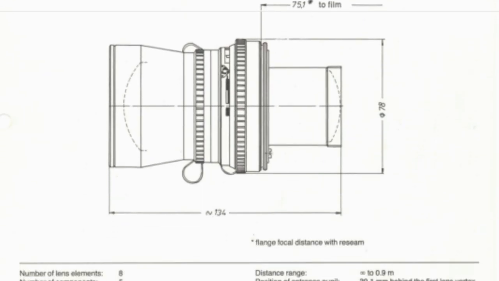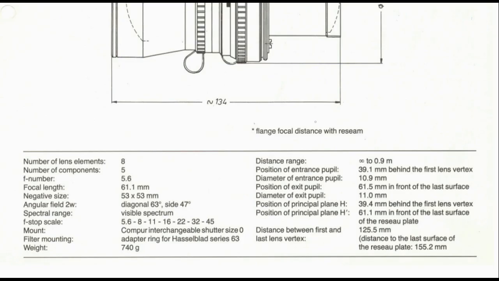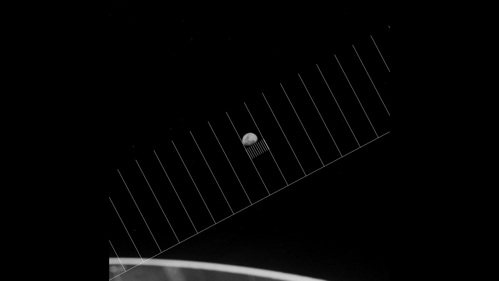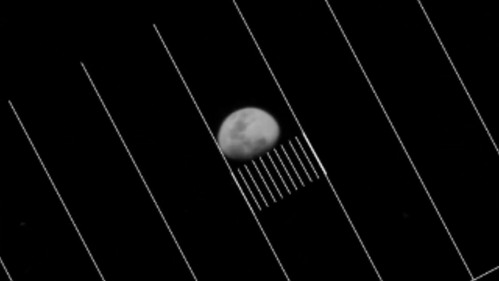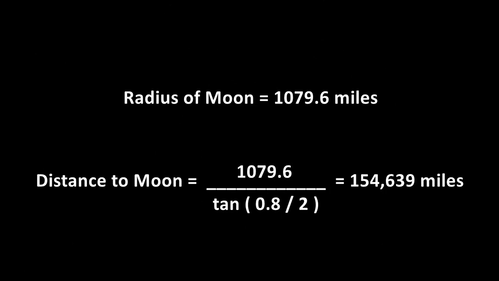Based on a 47.2 degree field of view for the 60mm lens, the moon in this photo, as well as the other 48 photos taken during the same sequence, occupies 0.8 degrees of arc. From this, it is possible to calculate it was some 155,000 miles away when the photo was taken.